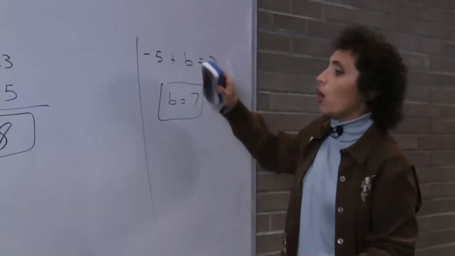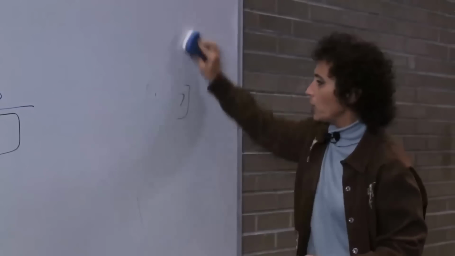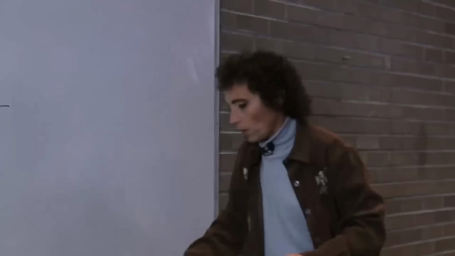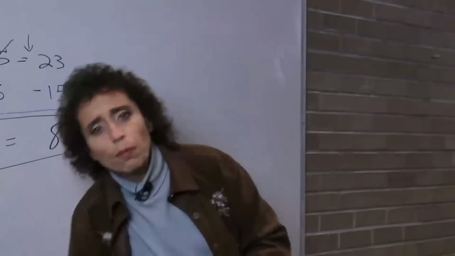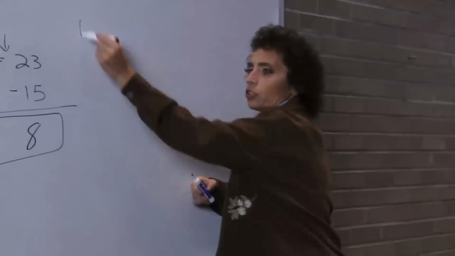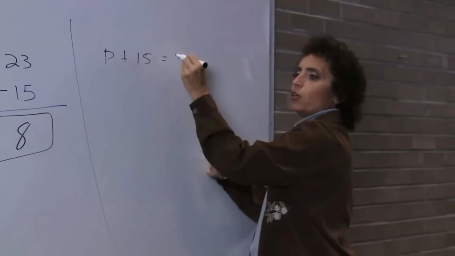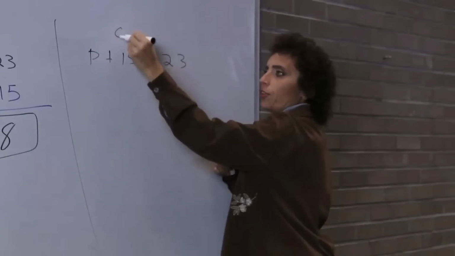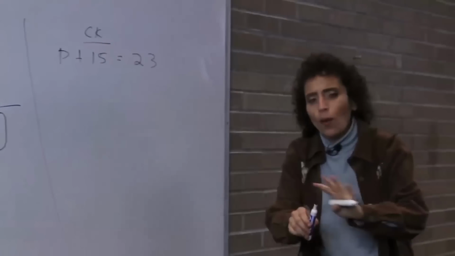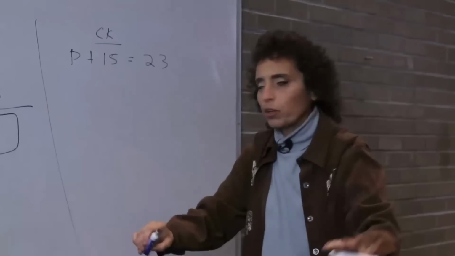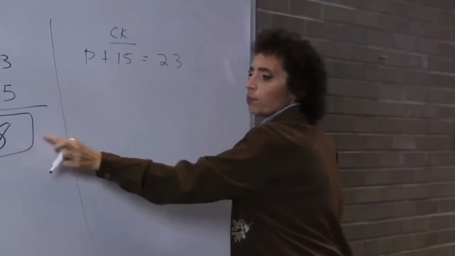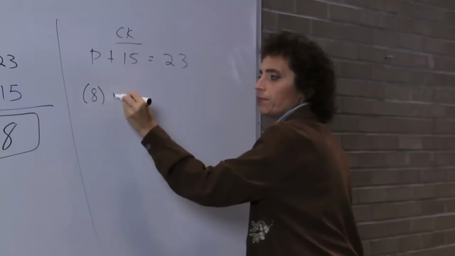So let's look at the, oh, you know what? Before I go to the next question, let me show you how you can check this. Because a lot of people redo the problem to check it. Okay, so here, let's try that. p plus 15 equals 23. Here's the check. There should be no algebra in the check. The check is just pure arithmetic. So p is 8, so I plug in 8.